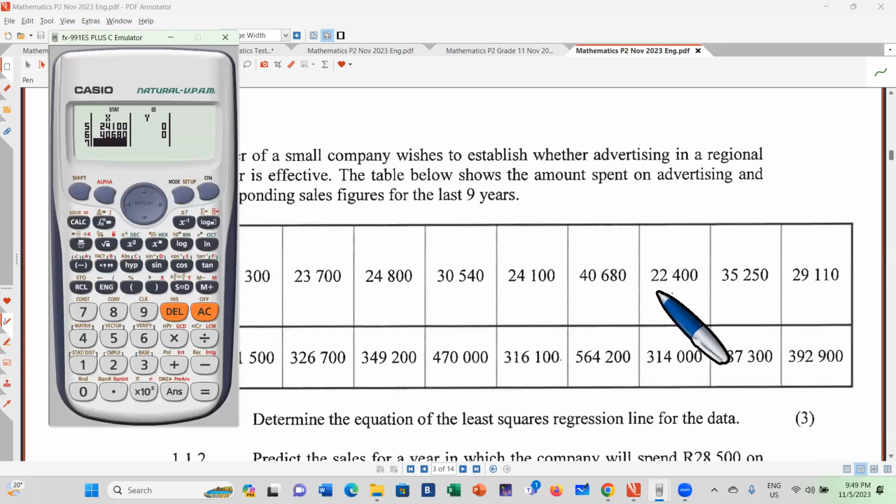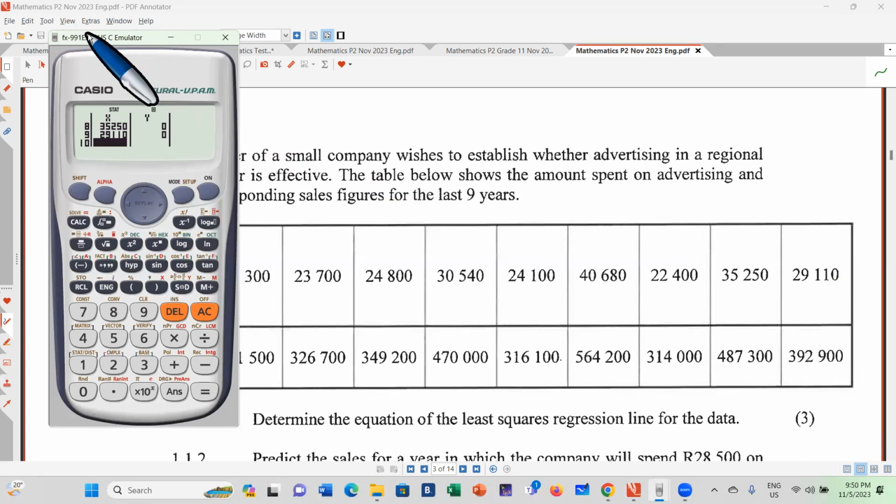Now we're doing 22,400. Next we're doing 35,250. Make sure you punch in the correct numbers. Otherwise, you're going to get wrong answers. Then 29,110. Okay, so we are done with the X.